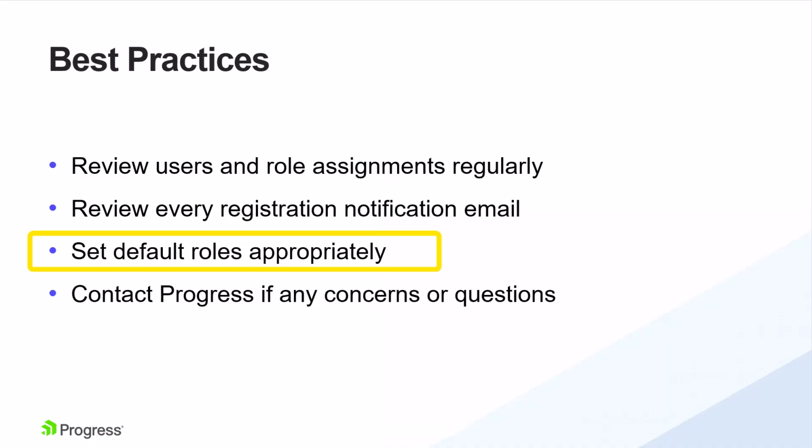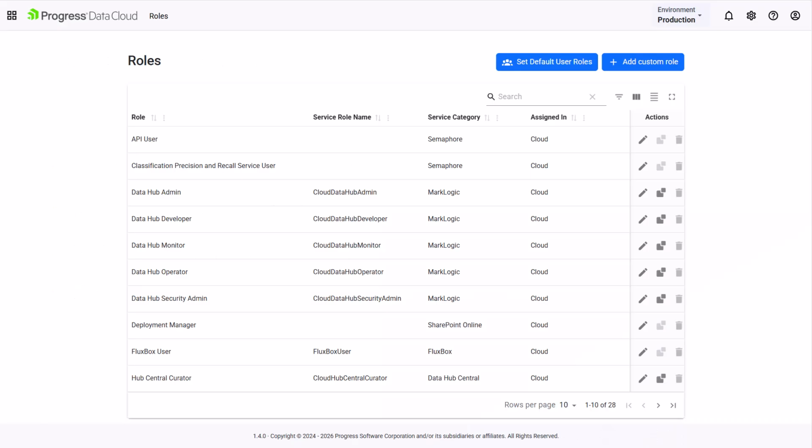Next, set default roles appropriately. Default roles determine the permissions that are automatically assigned to users once they successfully complete self-registration. These roles should be configured at the minimum level necessary, ensuring that new users can access the tenancy without receiving privileges beyond what their responsibilities require. Administrators should reflect on the question: what level of access are you comfortable granting by default to users whose roles and responsibilities you are not fully aware of? To learn how to set default user roles, watch the Administer PDC users video. The link is provided in the description.